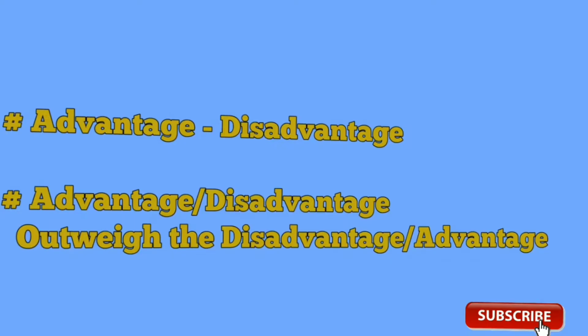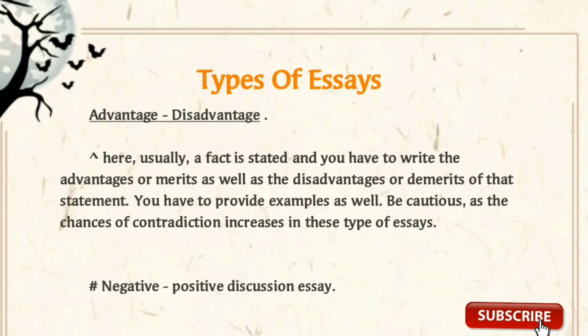The next kind of essays are advantage and disadvantage essays, and there is also a subtype under it, where the questions are generally like, do you think the advantages outweigh the disadvantages, or vice versa? So, the basic kind of advantage and disadvantage questions in essays, how do we answer them?